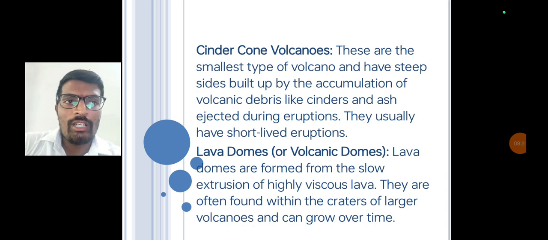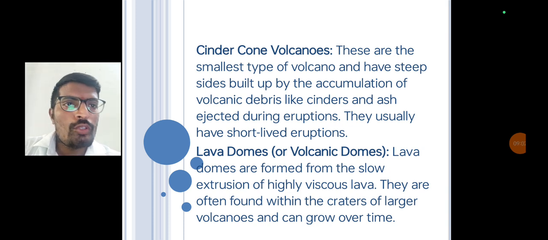Next one is cinder cone volcanoes. These are the smallest type of volcano and have steep sides built up by the accumulation of volcanic debris like cinders ejected during the eruption. They usually have short-lived eruptions. It means there is no long period of eruption. Because of that, they create steep slopes due to the high viscosity of lava near the crater. It looks like a cone shape. That's why it is called a cinder cone volcano.